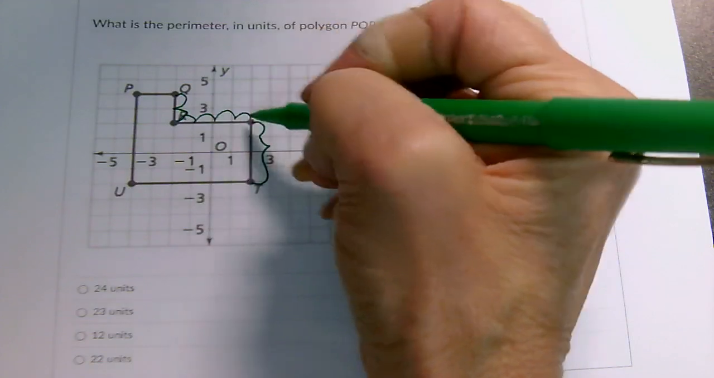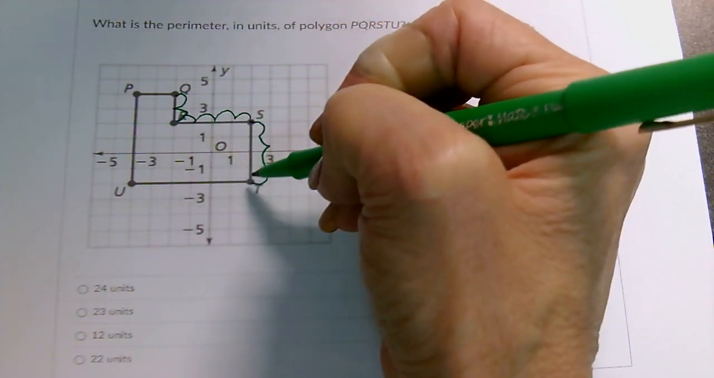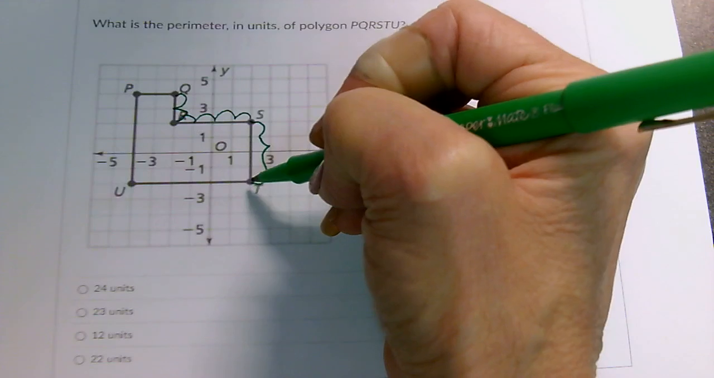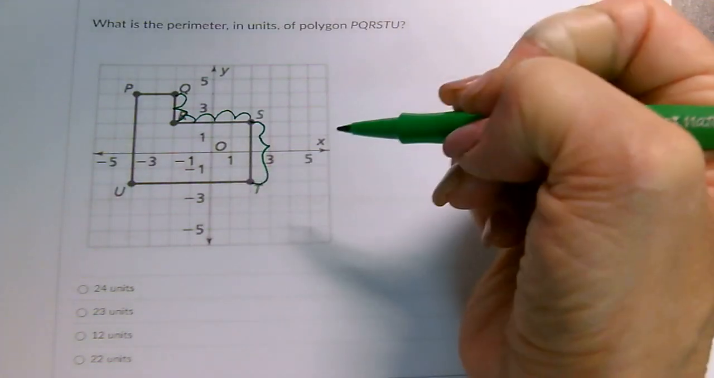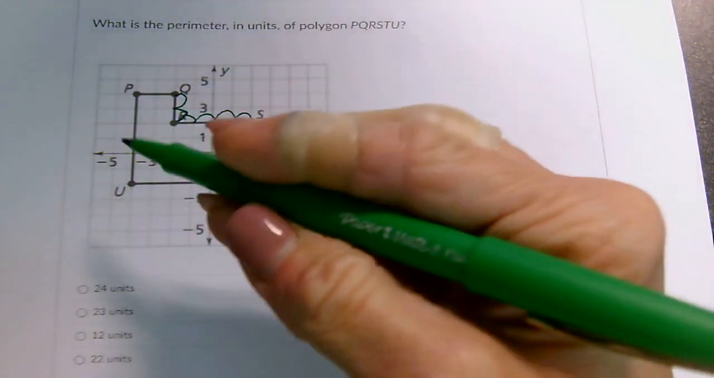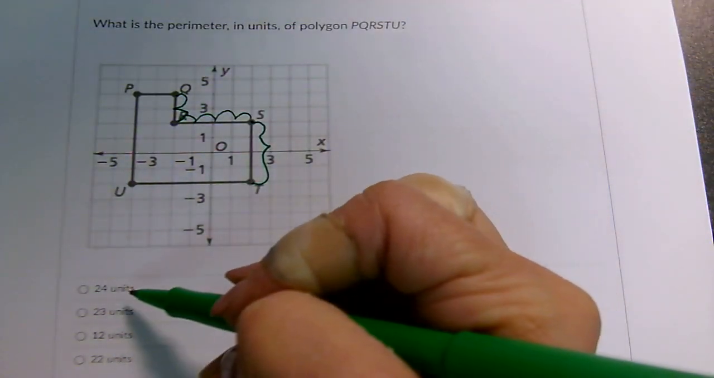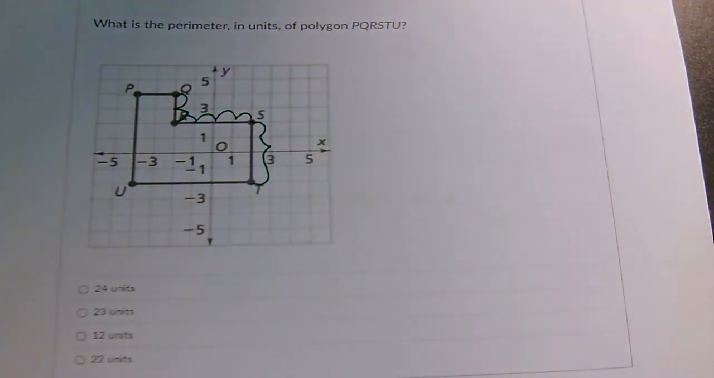For instance, this first number is up 2, and then it's in the opposite quadrant down here at -2. You take the absolute value of each, and because they're in each quadrant, you would add them, 2 plus 2, and get that side. So take your time, find what the perimeter is around this object. Your choices are 24 units, 23 units, 12 units, and 22 units. Next question.